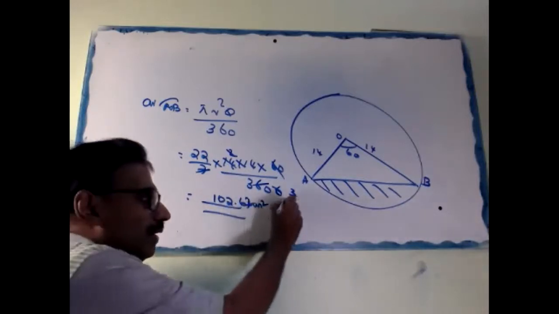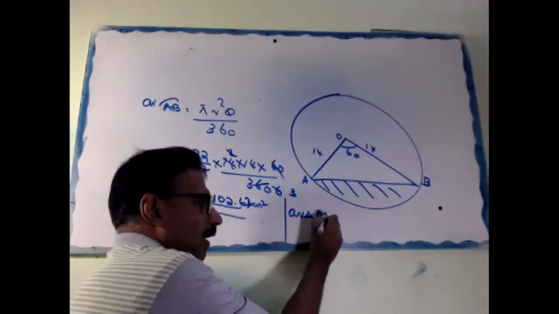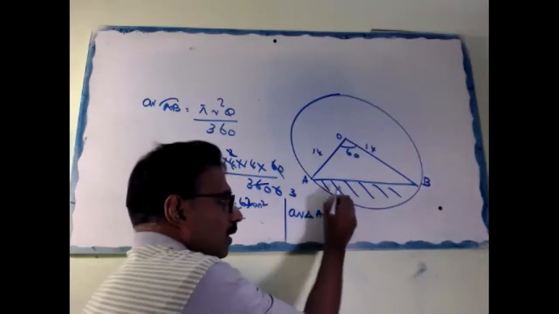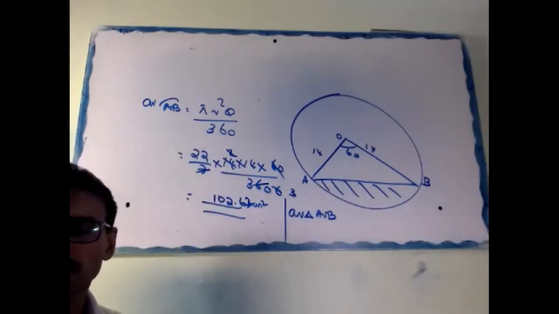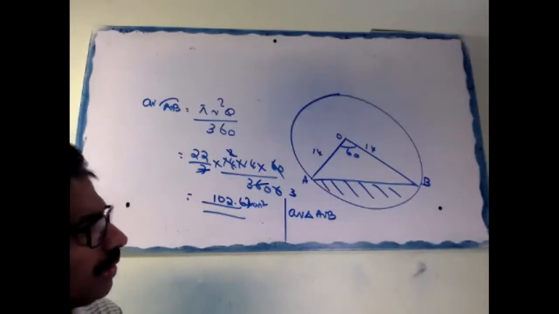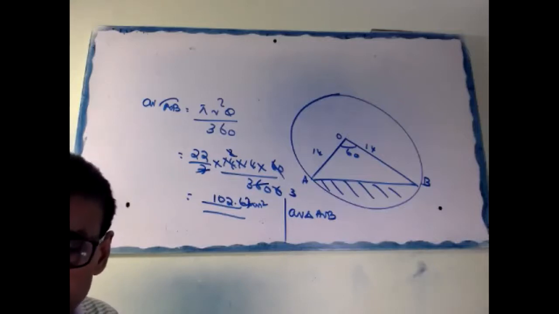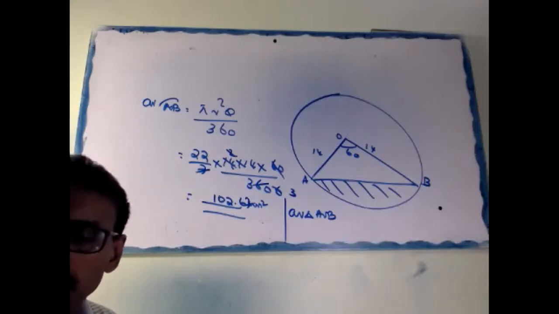Okay, no problem. Then next, area of triangle AOB. Okay, it's an equilateral triangle. Correct or no? You can give a brief note. OA equal to OB. Therefore, angle A equal to angle B. Each angles are equal. So hence, this is an equilateral triangle.